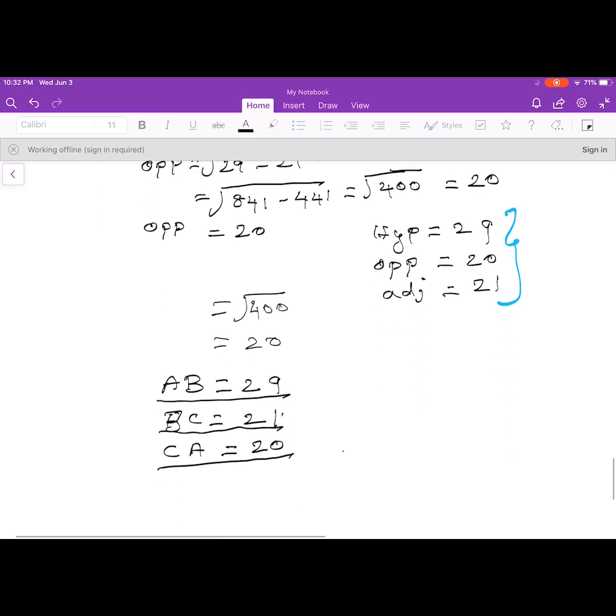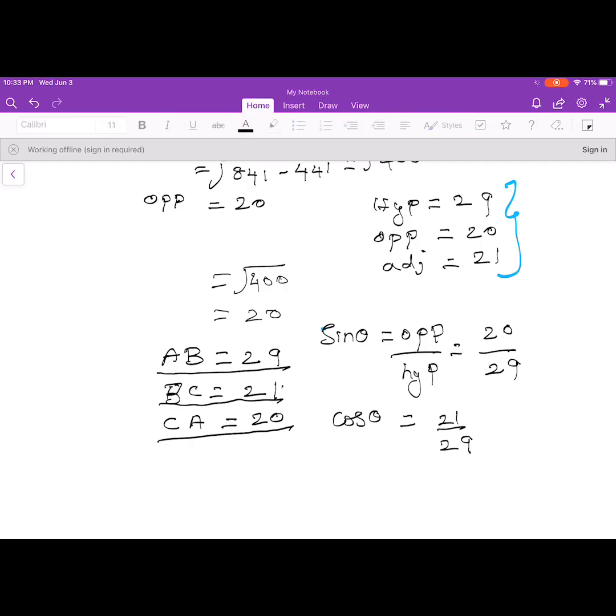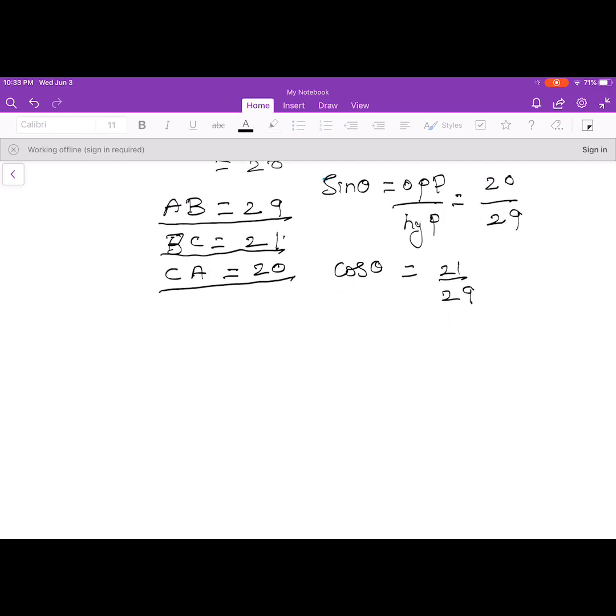From this I can write out sin theta and cos theta. Sin theta is equal to opposite by hypotenuse, that is 20 by 29. Cos theta is equal to 21 by 29. Now we have to solve the sum. They are asking you to find sin square theta plus cos square theta.